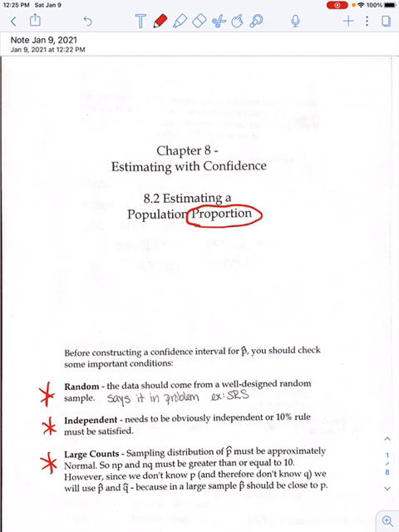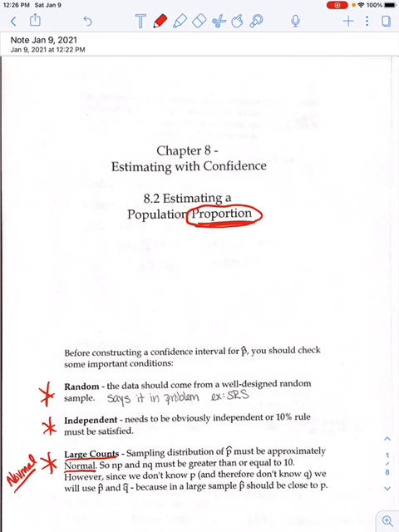You're going to have to tell me that it's random and tell me how you know. You're going to have to do the independent, the 10% condition, and you're going to do the large counts, and the large counts is what tells you that it's normal for proportions. So when we switch to means, obviously you're not going to do the large counts. You're either going to tell me that the mothership was normal or the CLT grants you normalcy. So this condition is to show that it is normal, and for proportions, that's the large counts condition.